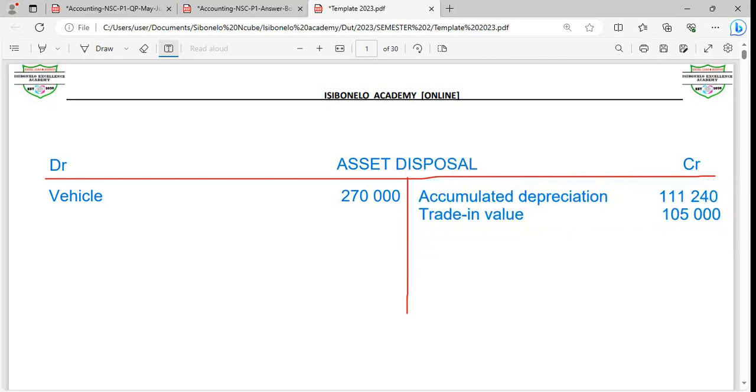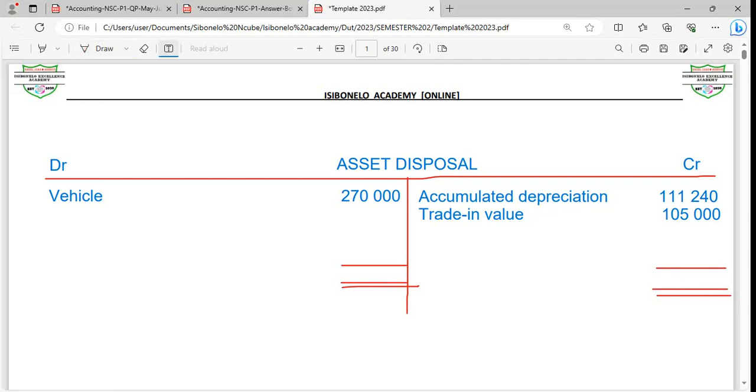Okay, so guys, now we can balance our account. We check the bigger side, obviously the debit side. So we're going to have our totals here. We are now balancing off our asset disposal account. So we take the bigger side, and in this case the bigger side is the debit side.